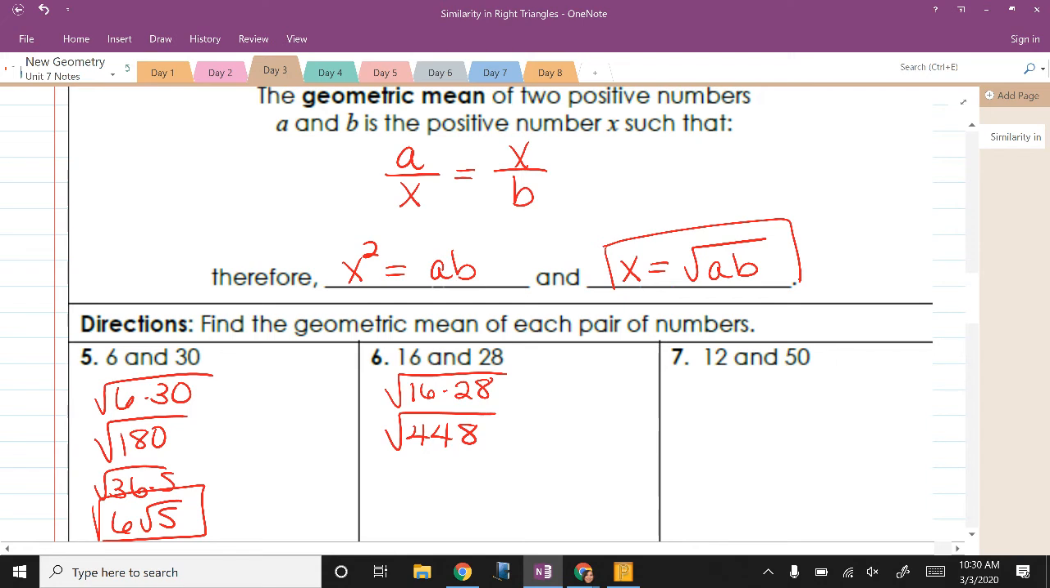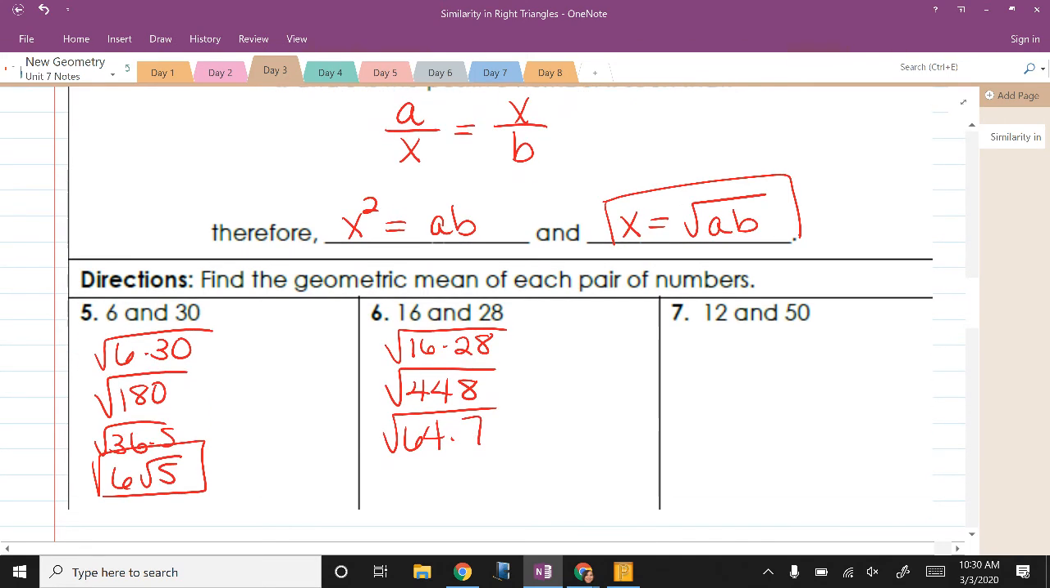448 divided by 64. It's 7. So that's a prime number. If you divide it and get a prime number, then it's got to be the largest, because prime numbers won't simplify anymore. So that's the square root of 64 times 7. And what's the square root of 64? 8. So that is 8 radical 7.